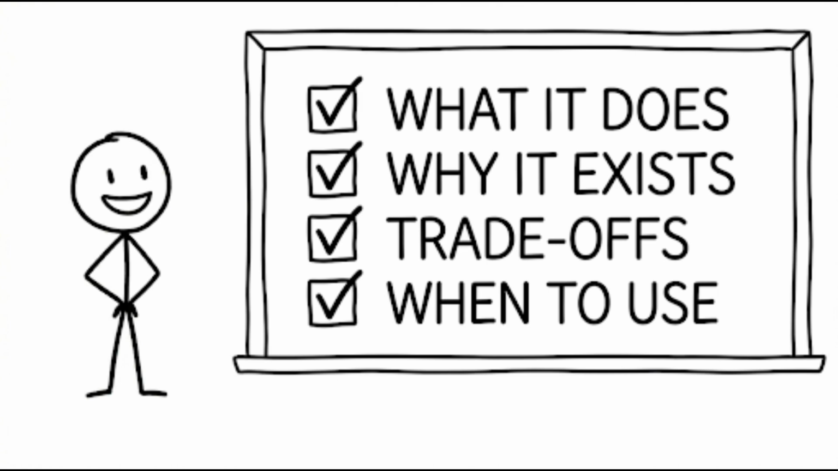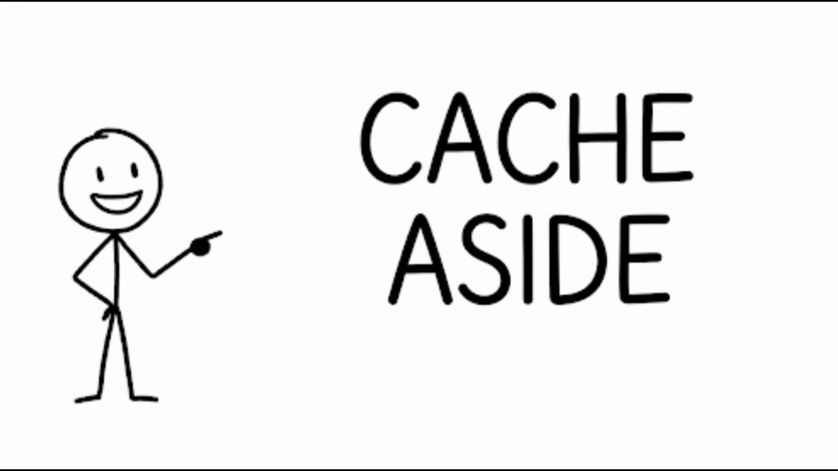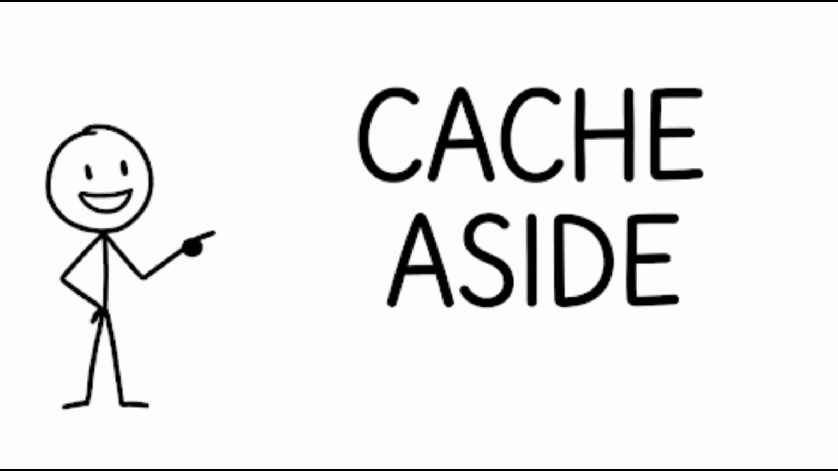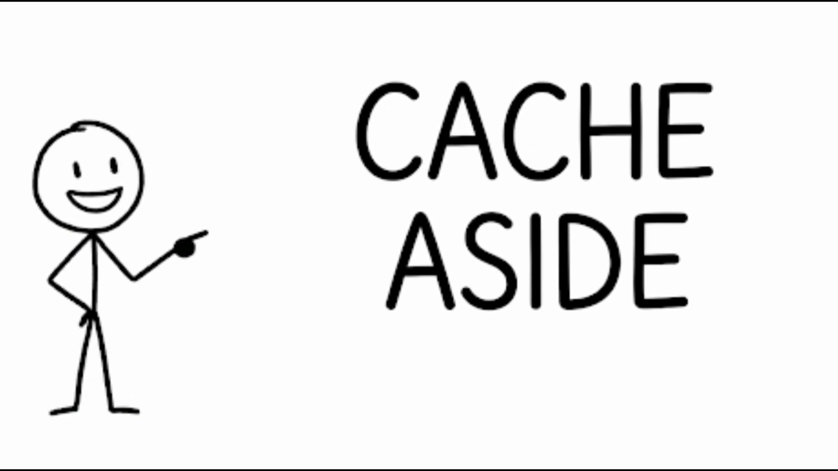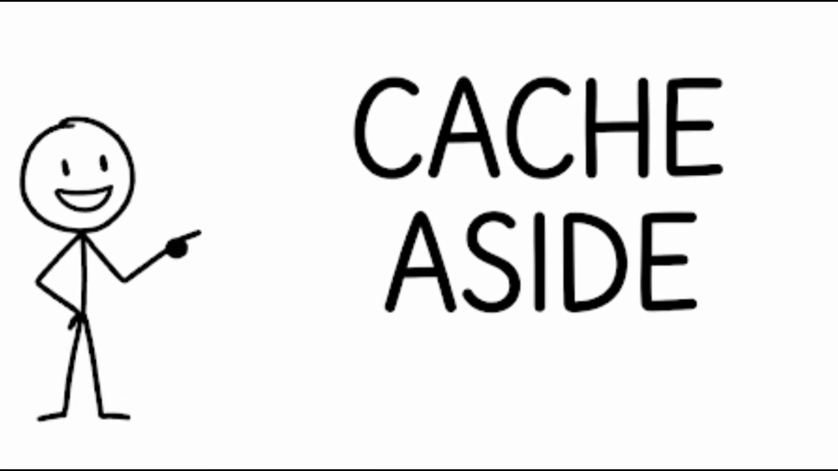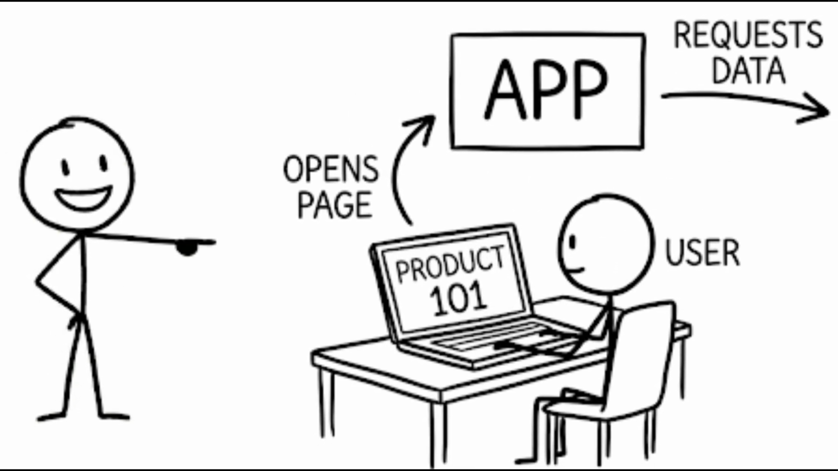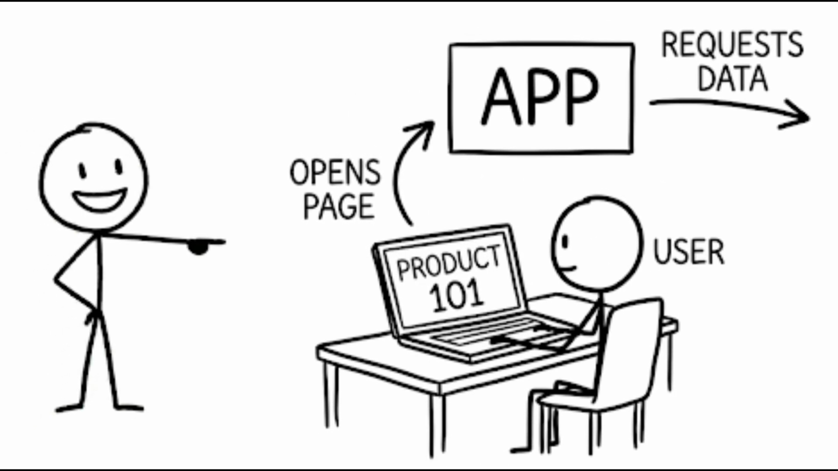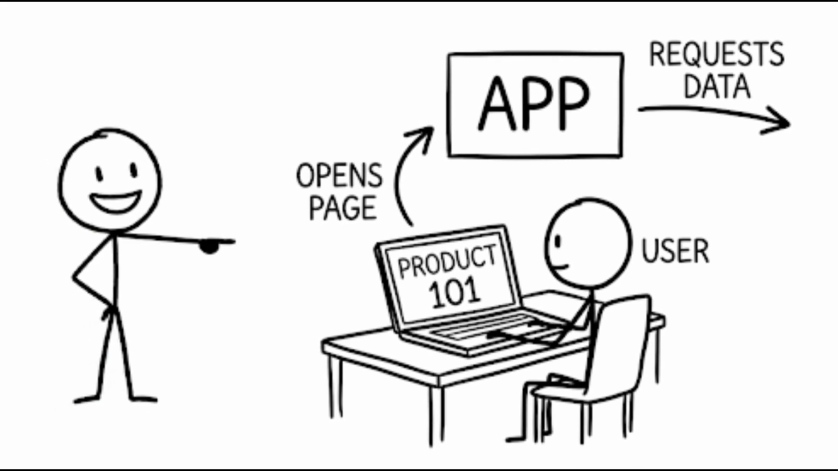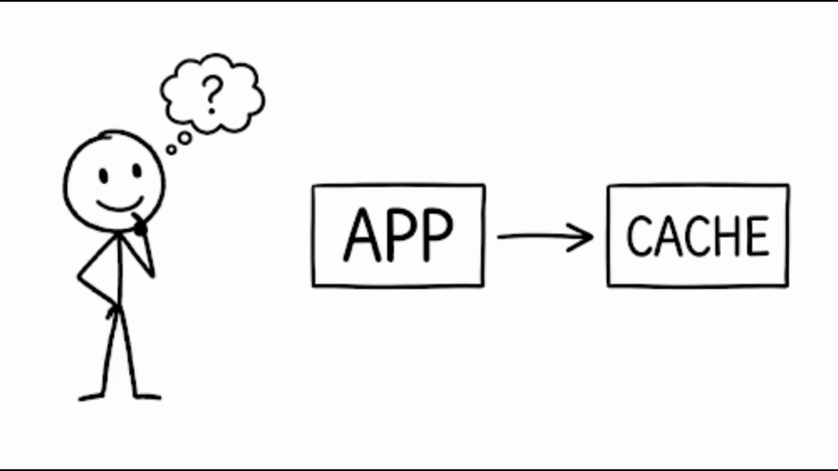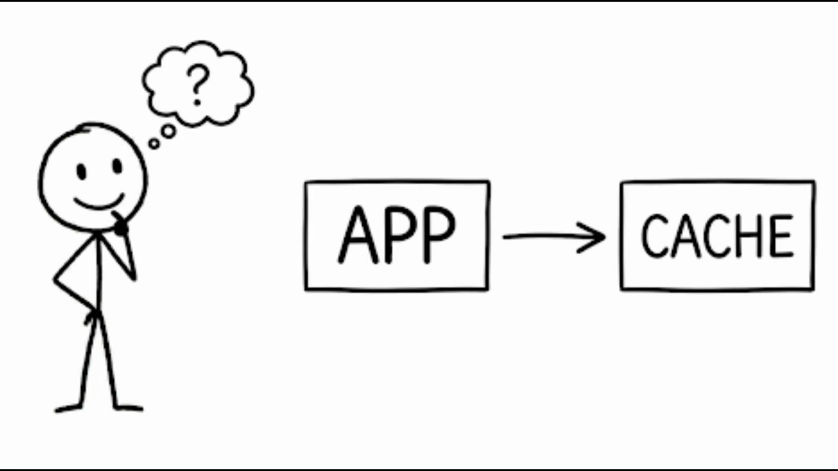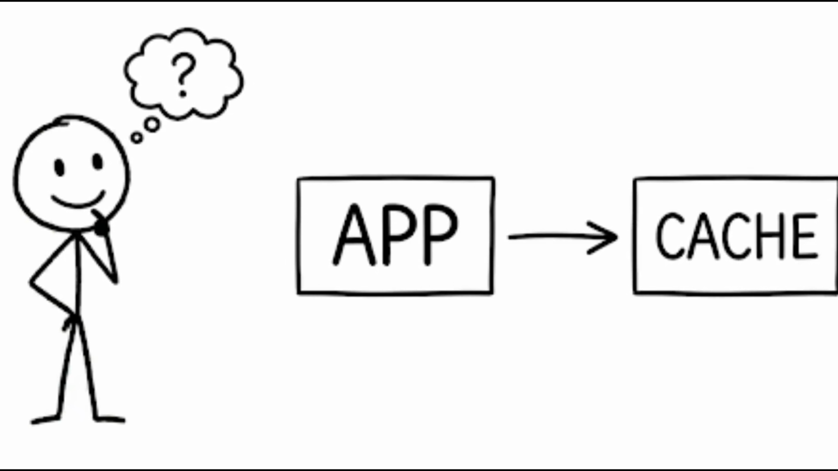So let's begin. 1. Cache aside. Let's start with the most common pattern, cache aside. This one is used everywhere because it is simple and practical. Imagine a user opens product page 101. Now the application needs product data. What does it do first? It checks the cache. If data is already there, great.